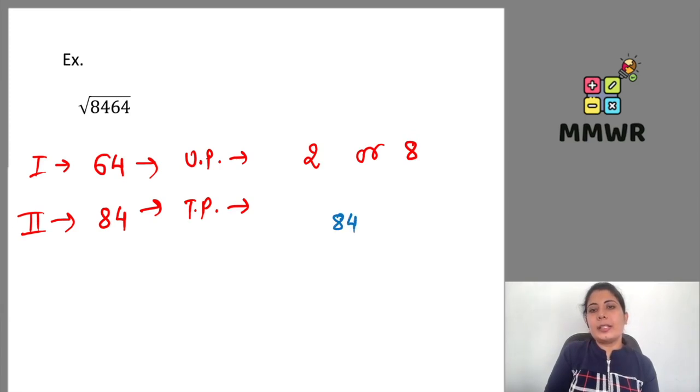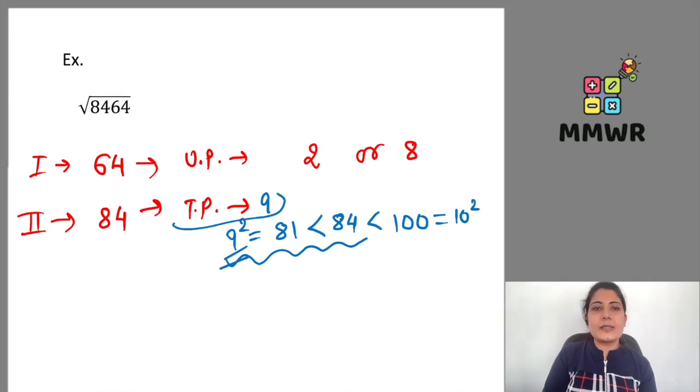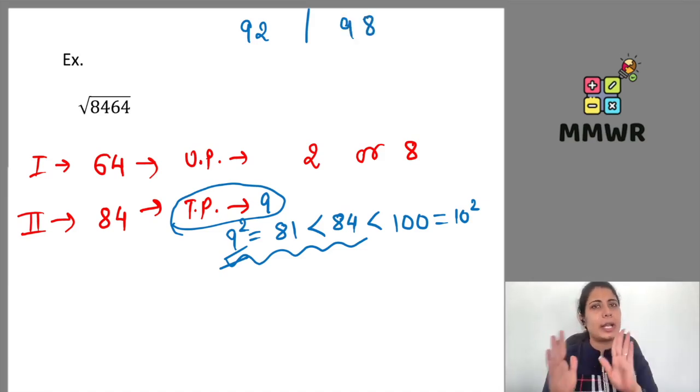Now 84 is there at the tens place in the second group. And 84 is not a perfect square, but it lies between the two perfect squares, that is 81 and 100. 81 is a perfect square, 100 is also a perfect square. So we'll of course take the help of the smaller one. So the tens digit is going to be 9. As soon as we get what will come at the tens place, we can get the idea about whether the square root of this 8464 is 92 or 98. Now we have two cases, 92 or 98.